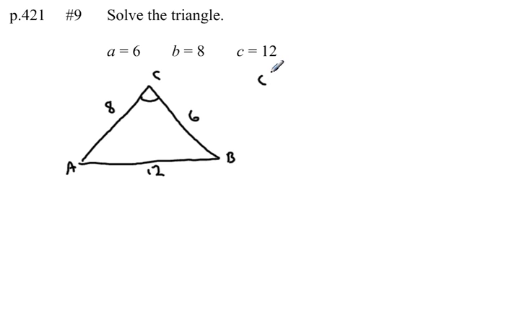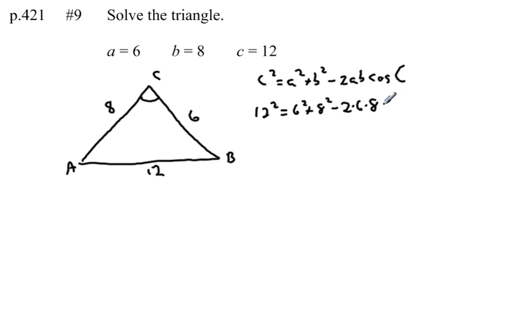Actually, I'm going to write down the formula. C squared equals A squared plus B squared minus 2AB times the cosine of angle C. And let's plug in everything we know. We know side C, so I can say 12 squared equals A squared plus B squared. We can say 6 squared plus 8 squared minus 2 times 6 times 8 times the cosine of angle C.